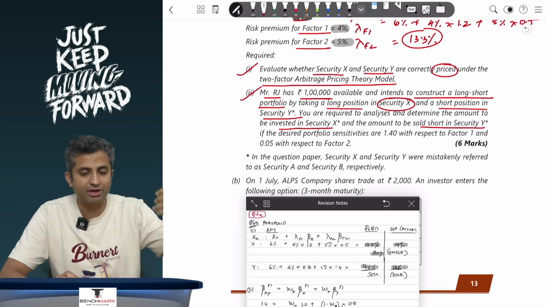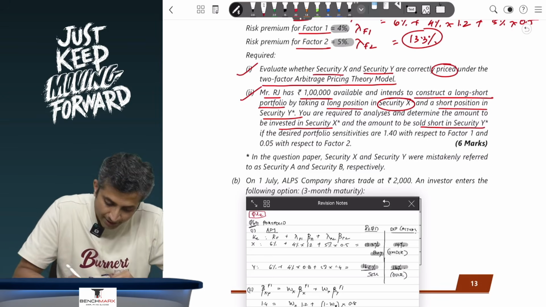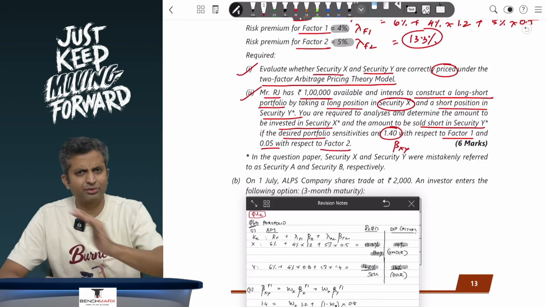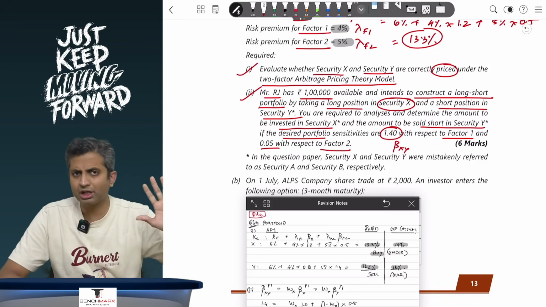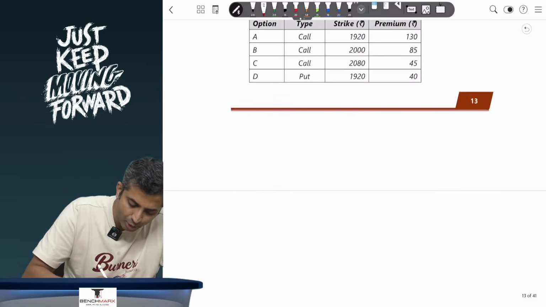Remember, if you are investing, then the weight is positive. If you are going short, the weight is negative. The desired portfolio sensitivities are 1.4 with respect to factor 1, so this is your portfolio beta of X and Y, and 0.05 with respect to factor 2. Now they have solved in a particular way. Definitely an alternative method, which is a lot easier, is possible. So we can use the portfolio beta formula.